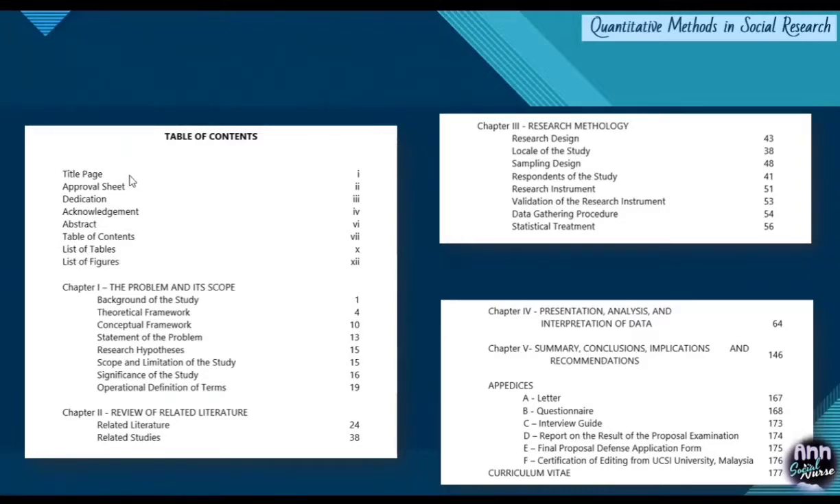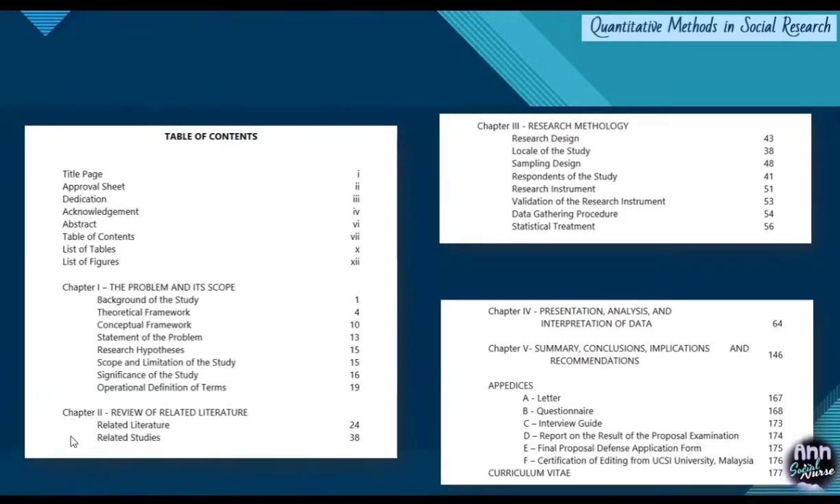The preliminary pages that contains title page, approval sheet, dedication, acknowledgement, abstract, table of contents, and lists of tables and figures. Then you have chapter 1, which is the problem and its scope. You are going to have all these contents under chapter 1.